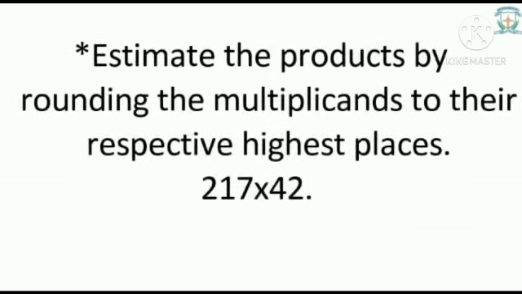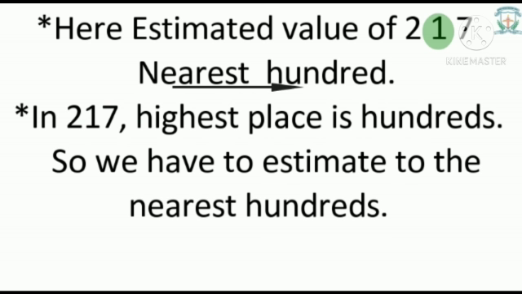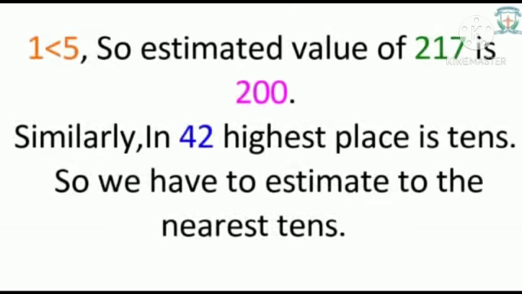Estimate the products by rounding the multiplicands to their respective highest places. Let us learn with the first example, 217 into 42. Here, the estimated value of 217 to the nearest 100. In 217, the highest place is hundreds. So we have to estimate to the nearest hundreds. 1 is less than 5. So the estimated value of 217 is 200.